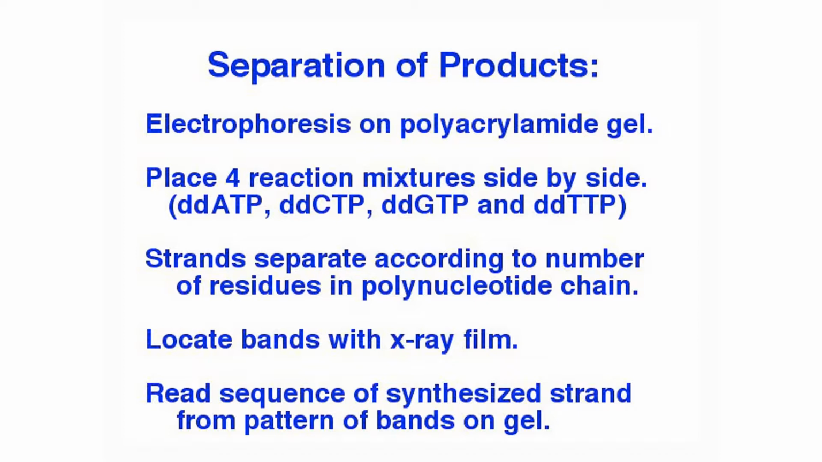4 mixtures are loaded on the gel side by side in sample wells, and the electrophoresis is carried out. The DNA strands were synthesized using those radiolabeled dNTPs, so these bands can be visualized using X-ray film, and we'll take a look at that in a moment. And then the DNA sequence can be directly read from the banding pattern in the 4 lanes on that X-ray film.